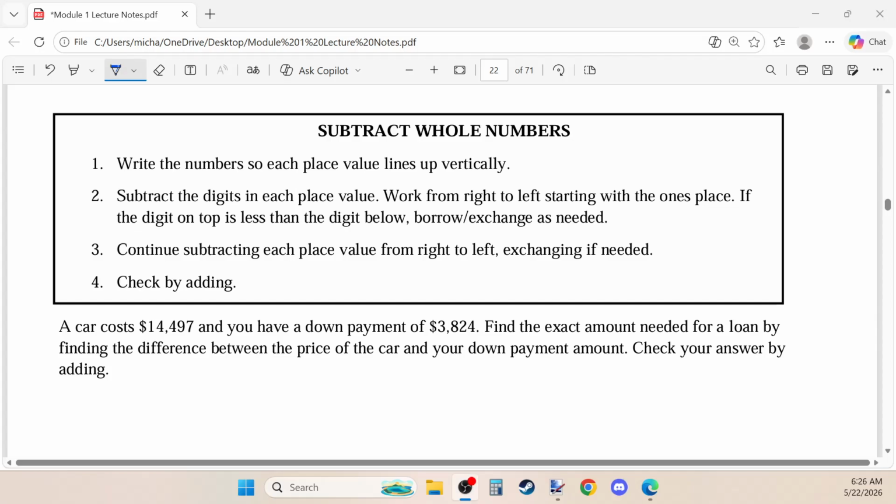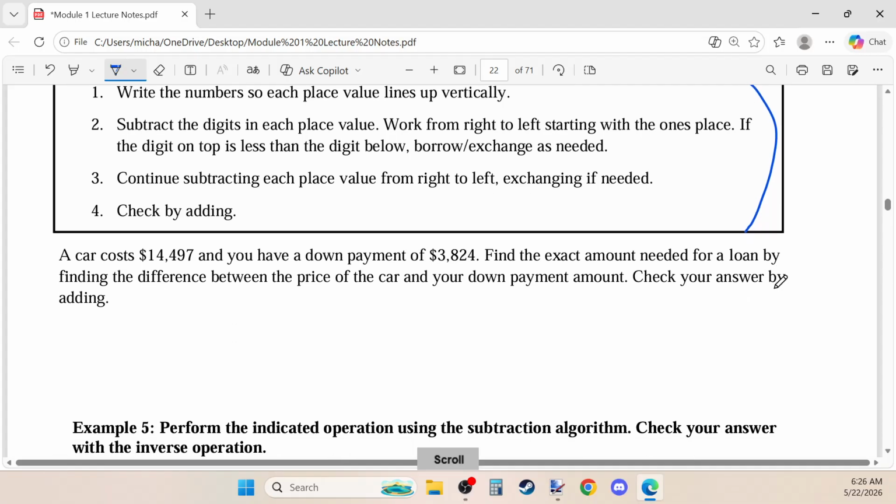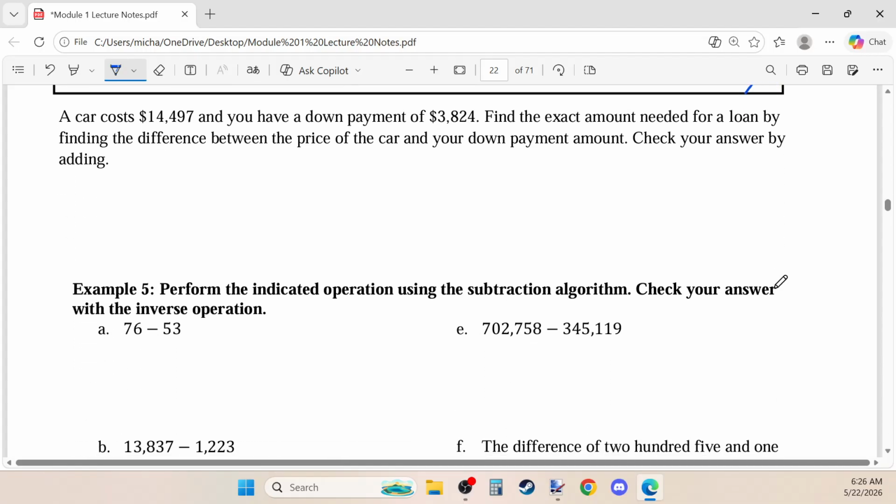Okay, so we're going to pick up in the lecture notes from where we left off, which was subtracting whole numbers. I have some instructions for how to subtract whole numbers here. You can read those on your own, but let's use the algorithm that should be familiar for us by now. Okay, let's do this problem.